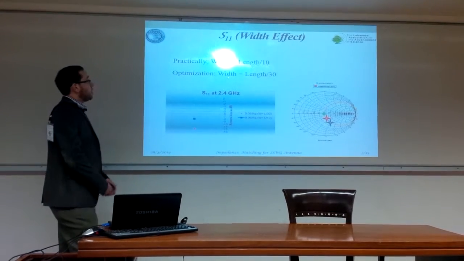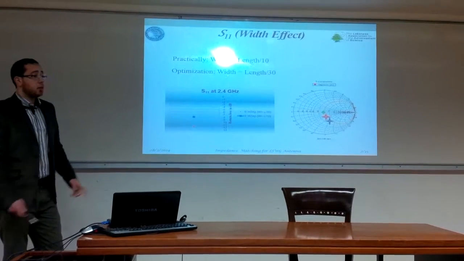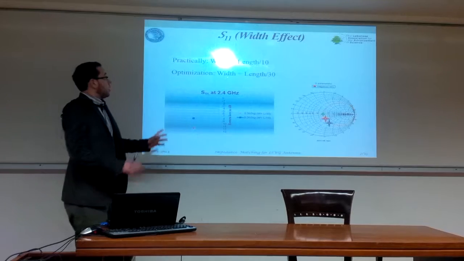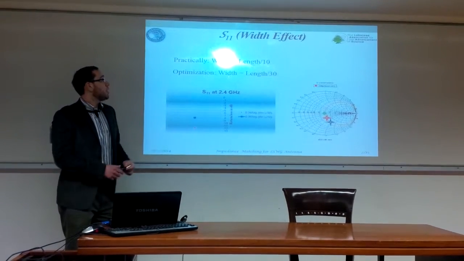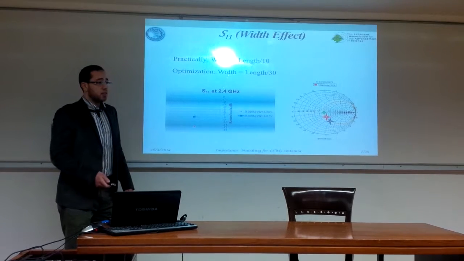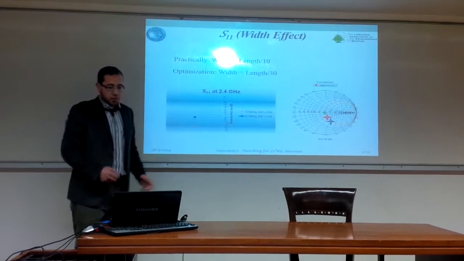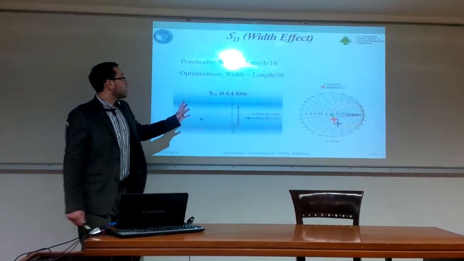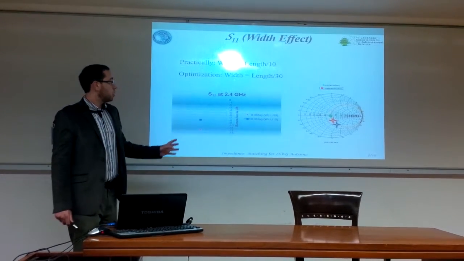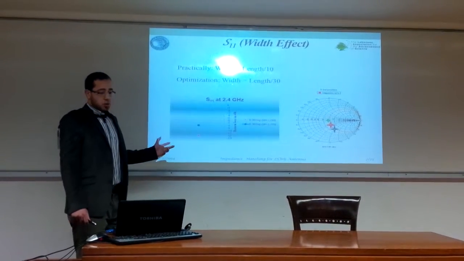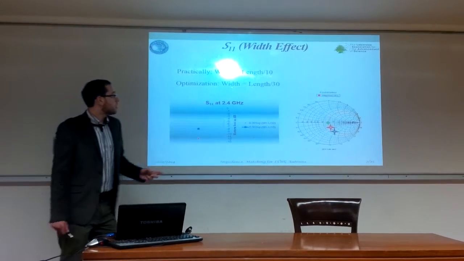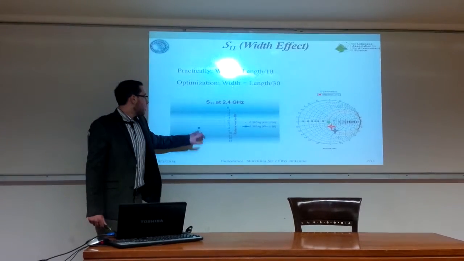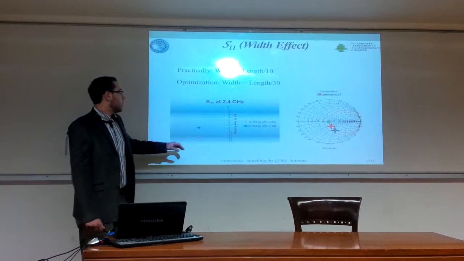The second degree of freedom we use is the width of the slot. Practically speaking, the width of the slot is 10% of its length; that's well known. So this degree of freedom can be used to optimize the return loss. We have only just taken 2 points.